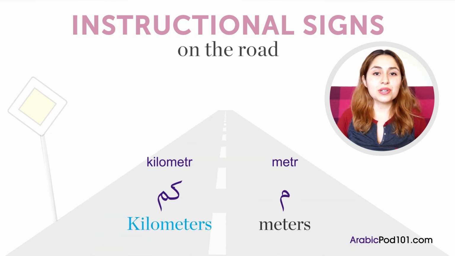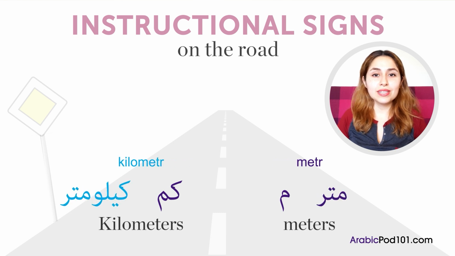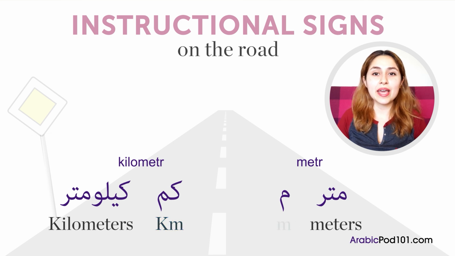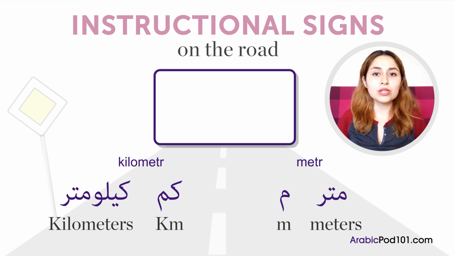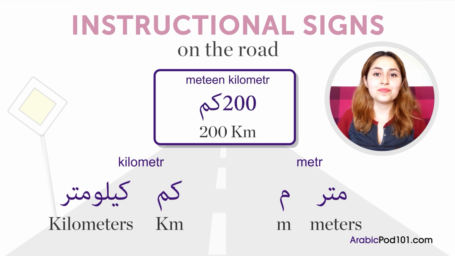كيلومتر, kilometers. متر, meters. These two are the shortened versions of kilometr and metr respectively, just like km for kilometer and m for meter in English. They're usually shortened to fit on street signs. They're used in many signs like the ones that tell you where you are on the highway. For example, if you're 200 kilometers away from Alexandria on the Cairo to Alexandria highway, somewhere on the way you will see a sign that says 200 كيلومتر, 200 kilometers.